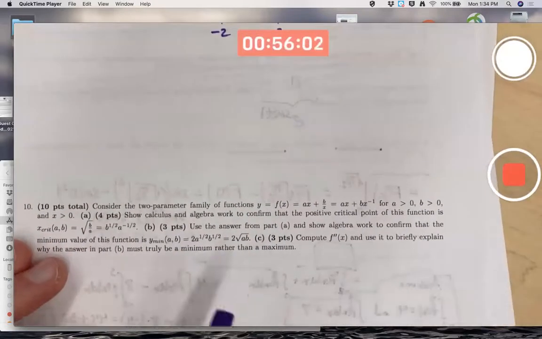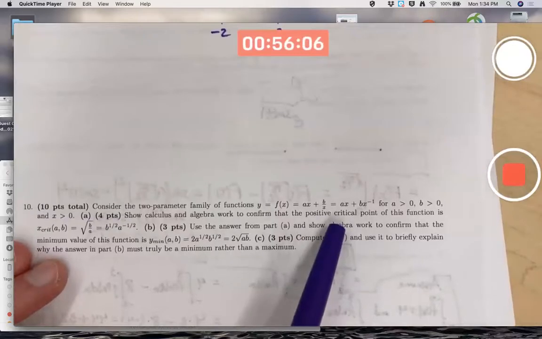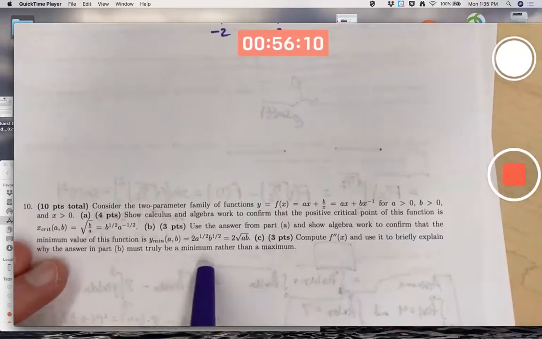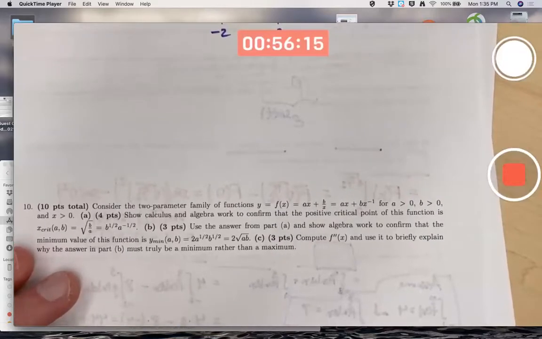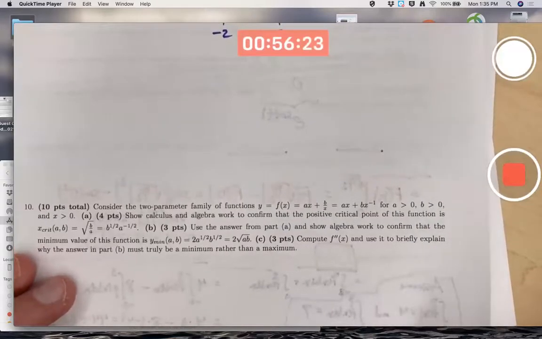This one is a 2-parameter family of functions. A and B are parameters here. Trying to find the critical points and the minimum value in terms of A and B. And I told them the answers here. You should be able to work it out. I'm pretty sure these answers don't involve any mistakes. That's something to work on your own here.